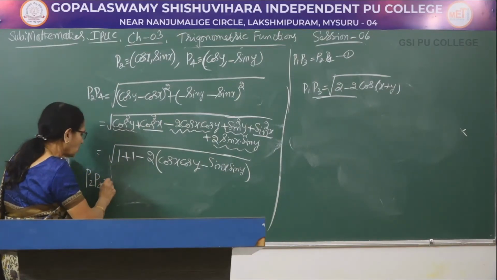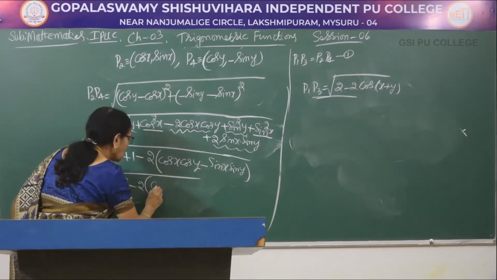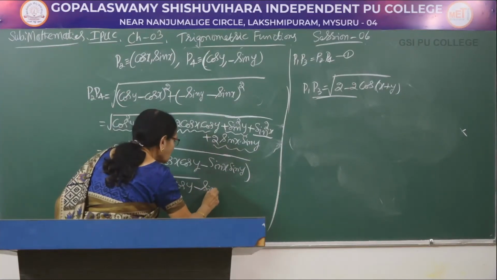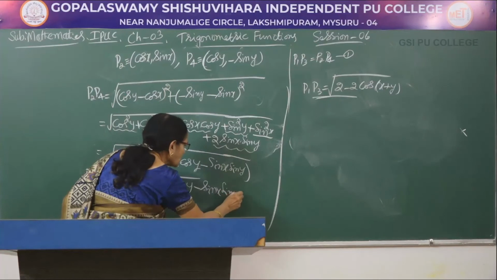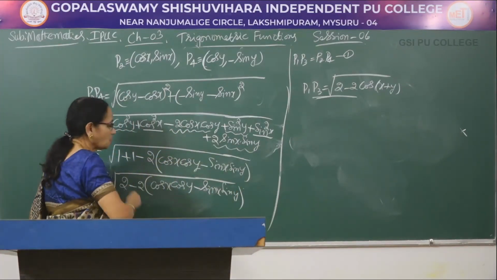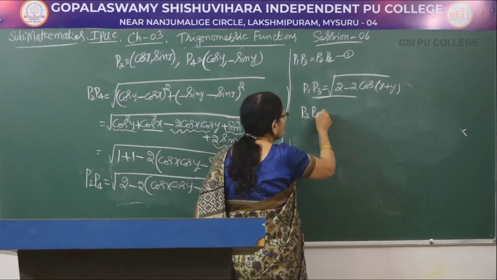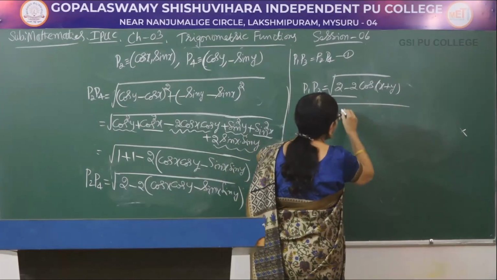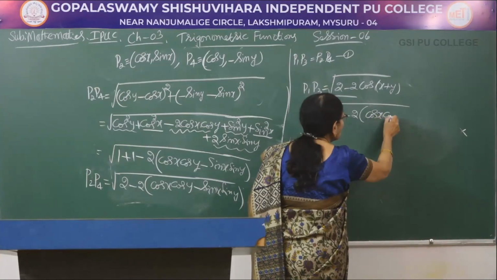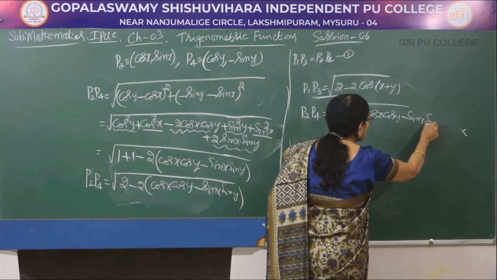Therefore P2 P4 would be equal to square root of 2 minus 2 times cos x cos y minus sin x into sin y. Close the bracket and draw the line properly. So we have got here P2 P4 is equal to square root of 2 minus 2 times cos x into cos y minus sin x into sin y.